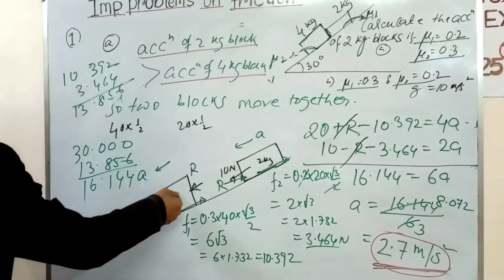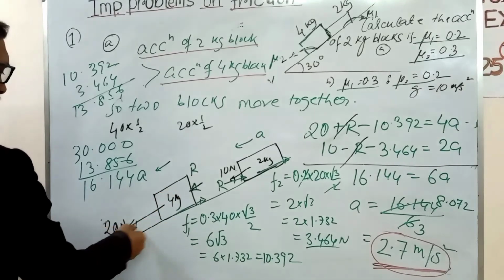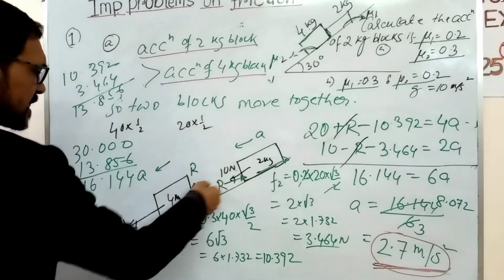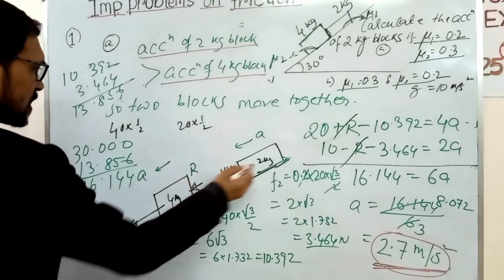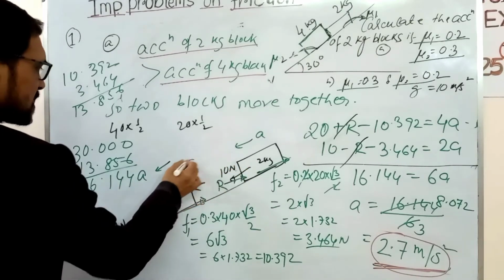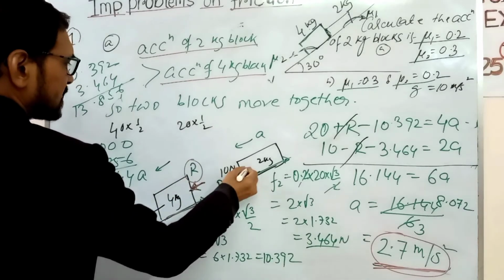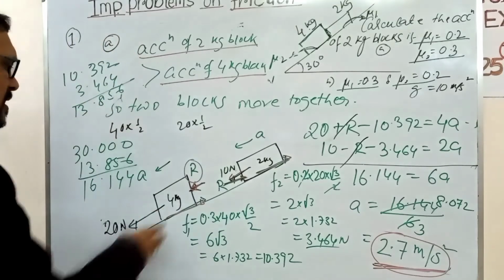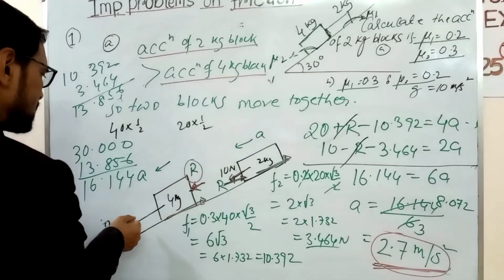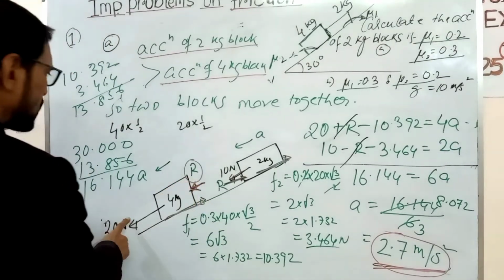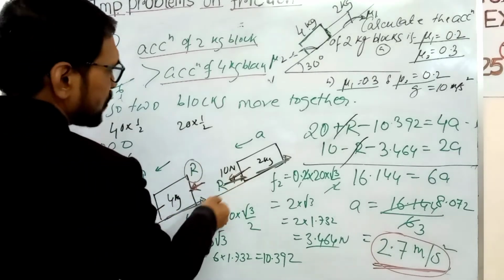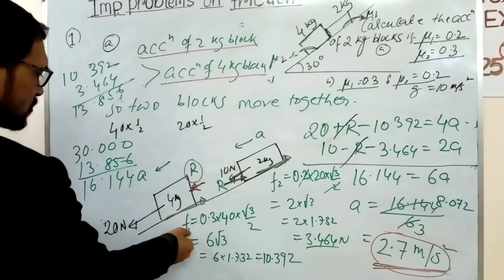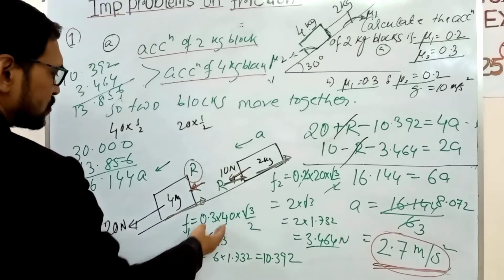Now what is the free body diagram? In the free body diagram of the 4 kg block, 20 Newton acts in this direction, friction acts in this direction, and the 2 kg block exerts an action force. If this is the action, then this is the reaction, and the weight of the 2 kg block is 10 Newton, and friction acts in this direction. So what is the equation of motion? 20 plus r acts in this direction, friction in the opposite direction. So 20 plus r minus friction equals ma. Friction force is mu mg cos 30 degree, which we calculated here.